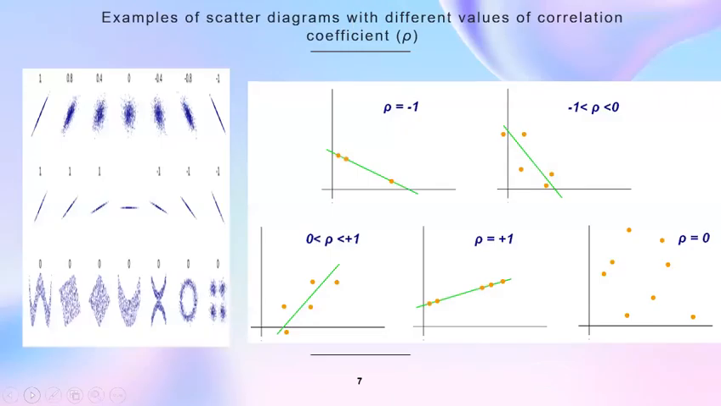So these are examples of some scatter diagrams showing different values of the correlation coefficient, which is depicted here as a small p. In a case where we have -1 correlation, we'll see a line which is inclined, increasing from the y-axis along the x-axis. But the points here are depicting that it's a negative correlation. Similar is the case in the next diagram.